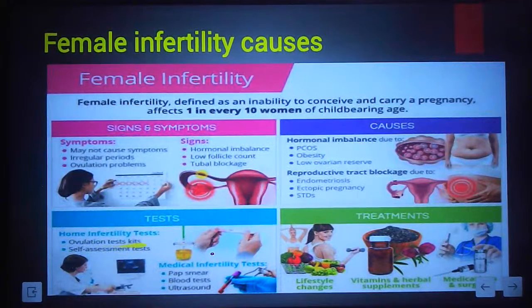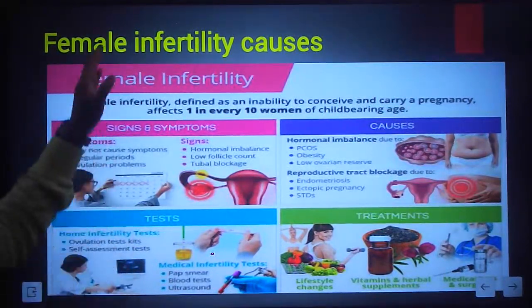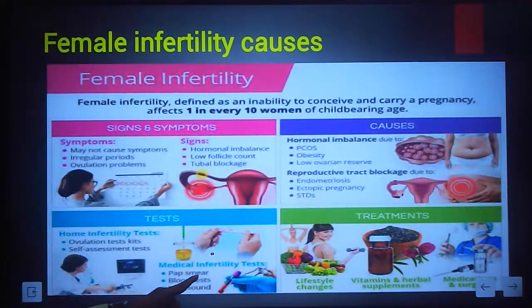Then ovulation test kits are there. They'll perform the test and they'll find out whether the female is infertile or not. Then we have the ultrasound. Then we have a smear called a pap smear. This pap smear usually they'll do for pregnancy test. We call it as pregnitus.